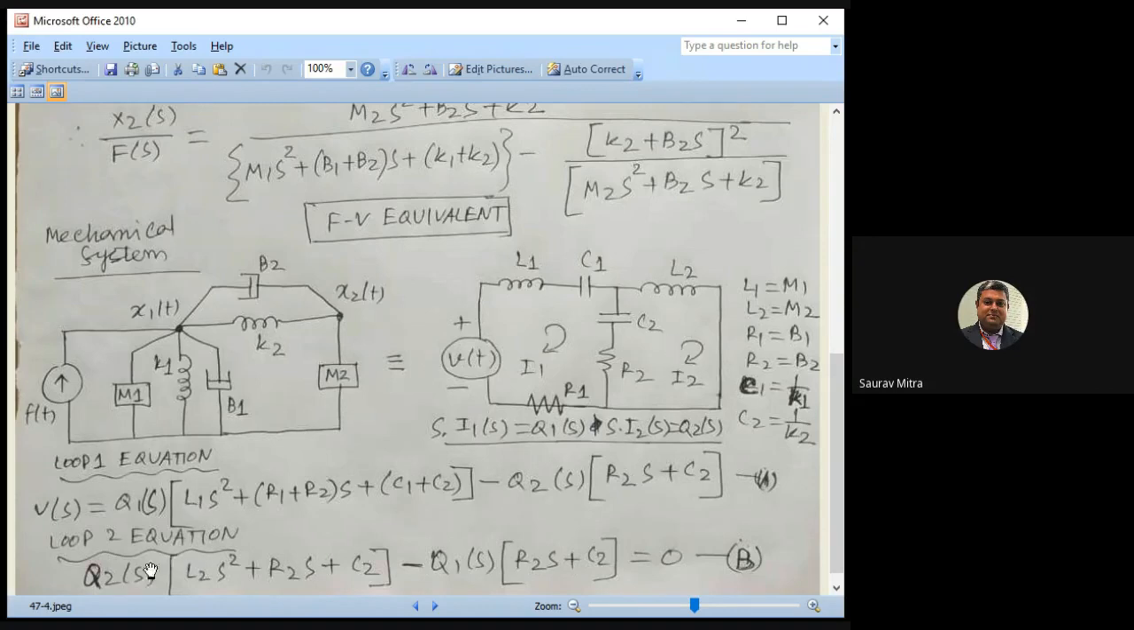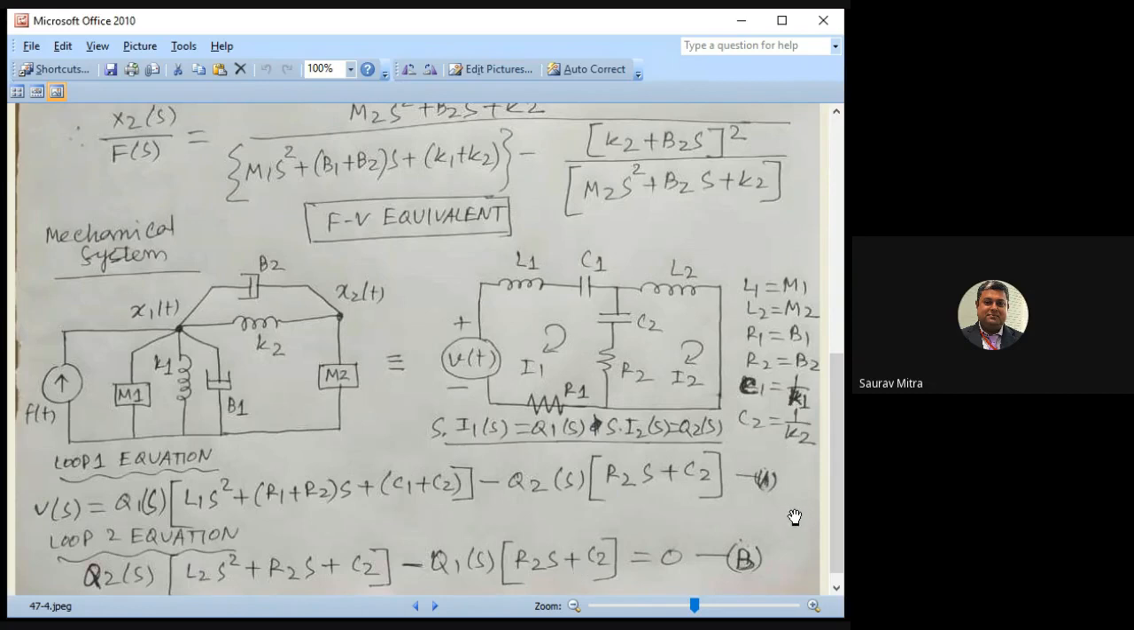Whatever is the equation of the second loop, as we have found in the previous case, so q2s, it was x2s, it was m2 square, so that becomes l2 square, it was b2s, that becomes r2s, it was k2, that becomes c2, and we know that c2 value is 1 by k2, minus it was x1s, so that becomes q1s, and it was b2s, that becomes r2s, plus k2, k2 becomes c2, and we know that c2 is equal to 1 by k2.